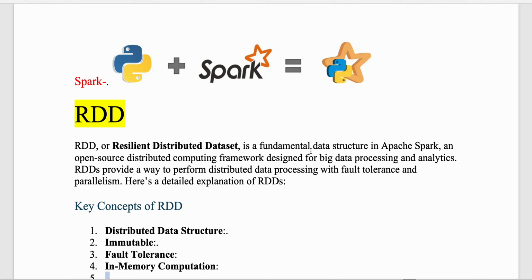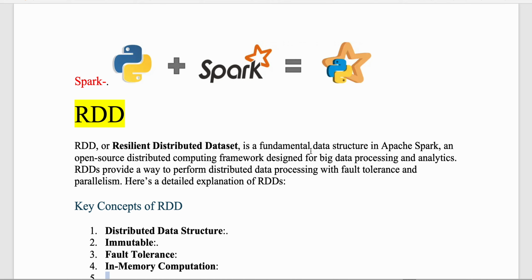RDD is distributed across the nodes of a cluster. As we know, in PySpark there are worker nodes and a master node, where computations are done on the executors, that is, the worker nodes. So RDDs are distributed across the nodes of the cluster, which helps us do parallel processing. That is one of the features.